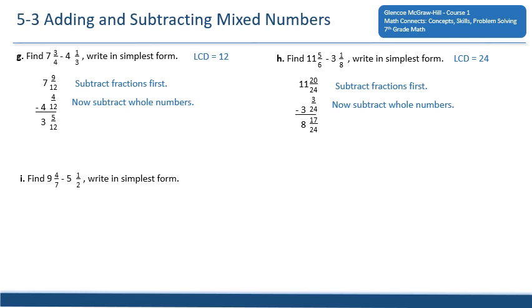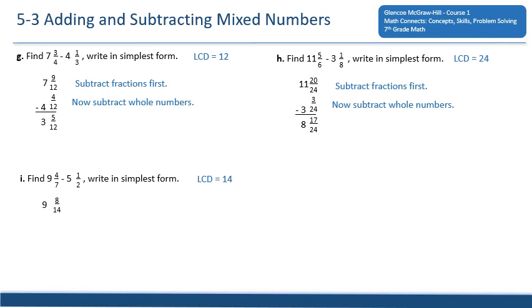Find 9 and 4/7 minus 5 1/2, in simplest form. So we need to find the least common denominator of 7 and 2, which is 14. In order to write 4/7 as an equivalent fraction with a denominator of 14, we need to multiply 7 times 2 to get 14 in the denominator. So then we multiply 2 times 4 to get 8 in the numerator, and we'll just carry the 9 down.